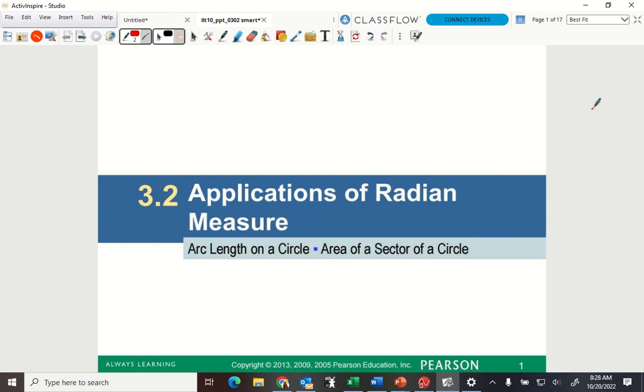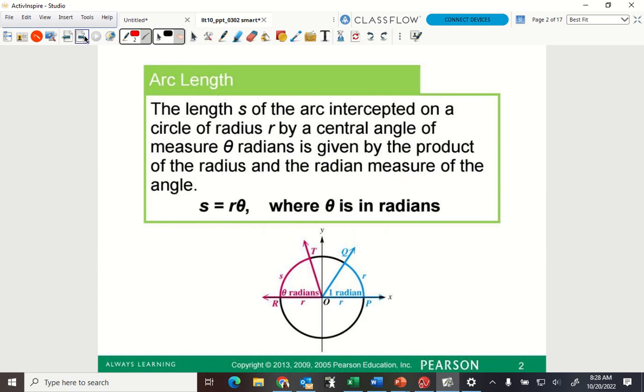3.2, application of radian measure. Arc length. Now, arc length is pizza crust. It's the stuff that most people don't eat. That's what arc length is. We're trying to measure how much pizza crust there is. If you think about it like that, where your whole circle is the whole pizza, the crust is the only thing I'm trying to measure.